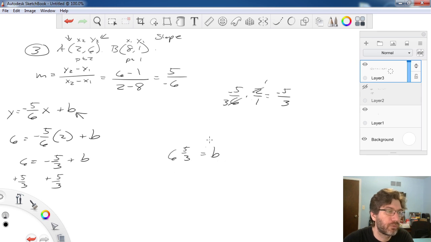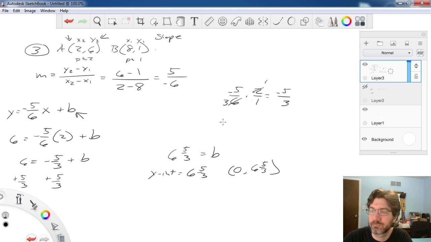So your y-intercept equals 6 and 5/3, or it's going to be the point 0, 6 and 5/3, which will be a pain in the graph, but that's all you do. You pick a point to plug into it.